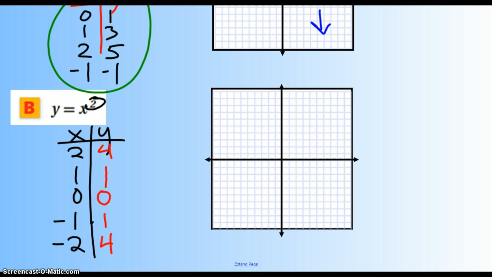Over 2 up 4, over 1 up 1, 0, 0. You can already see just by these 3 points that we don't have a straight line. Negative 1, 1, and negative 2, 4. And we get kind of a shape like a U, or a parabola. I know we've seen these before, but this is what we call a parabola.